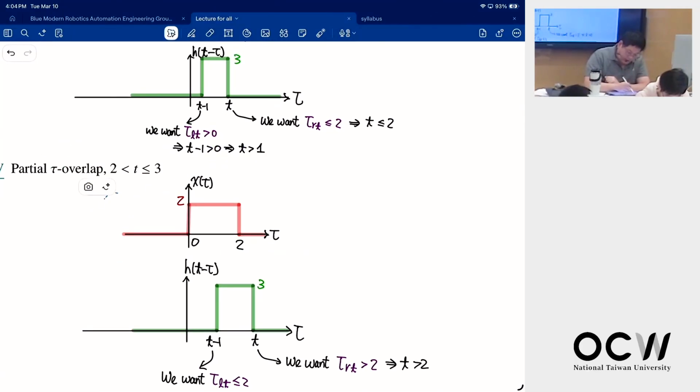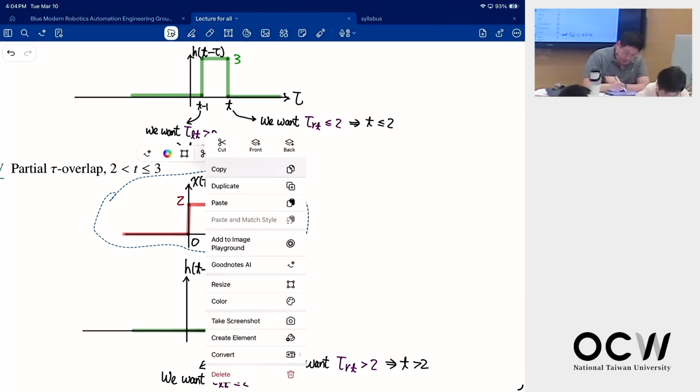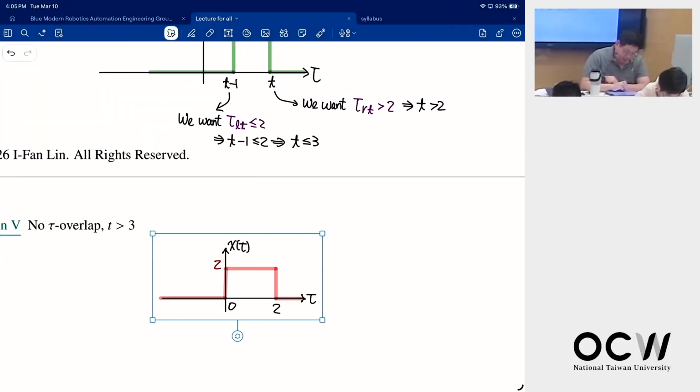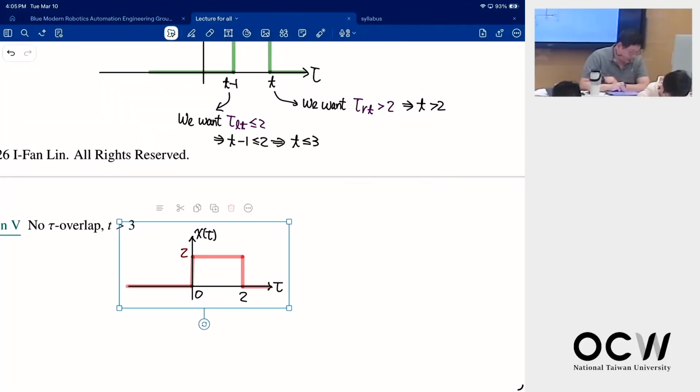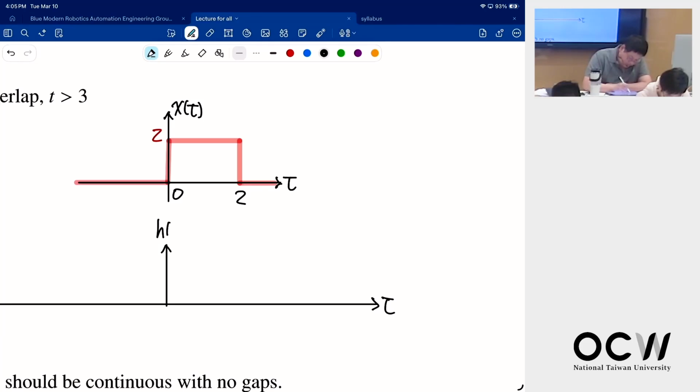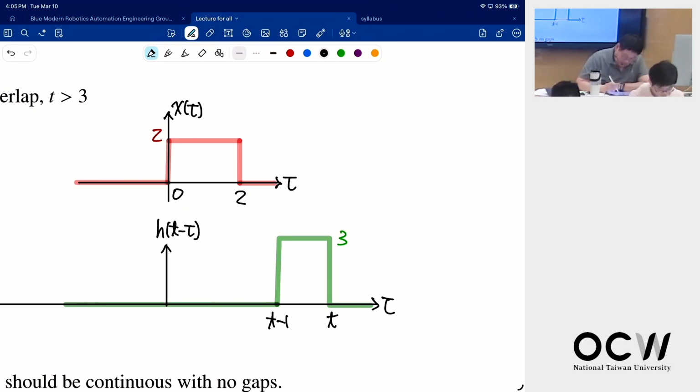Okay, and next, they are still moving to the right. Copy, paste. Then there's no overlap again. That means here's h, t minus tau, and then no overlap. So the figure should be, here is still 3, and this is still t minus 1 and a t.